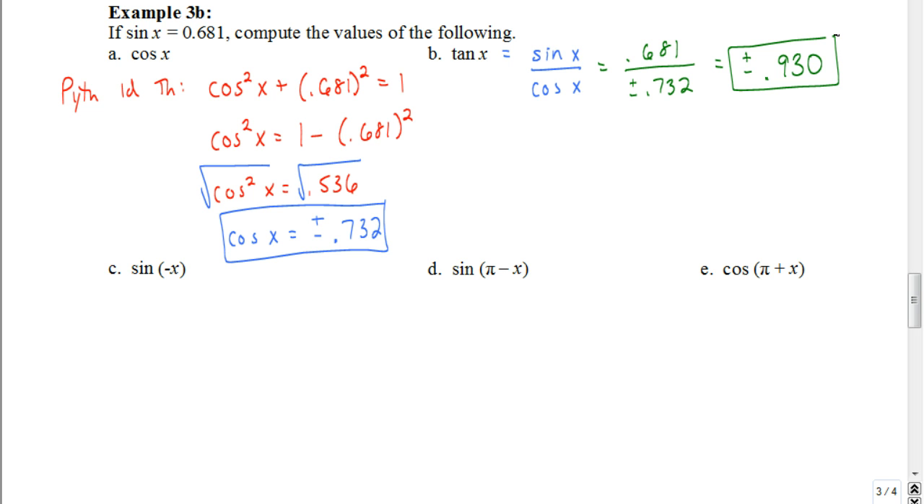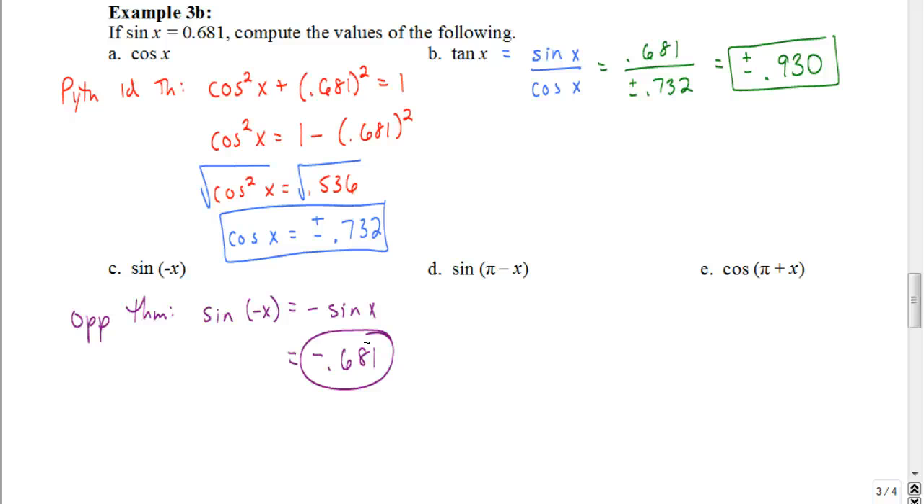Let's look at the next one. The next one is asking us to take the sine of the opposite of x, so we can use the opposites theorem to say again that the sine of the negative x is going to be the opposite of the sine of x. Well, if the sine of x is 0.681, this is going to be negative 0.681. And this one is in radians. These last two are in radians.